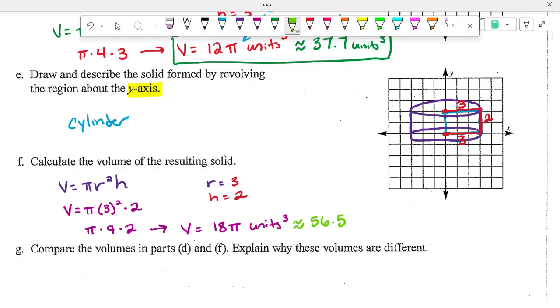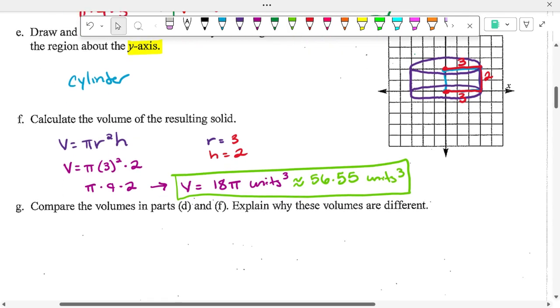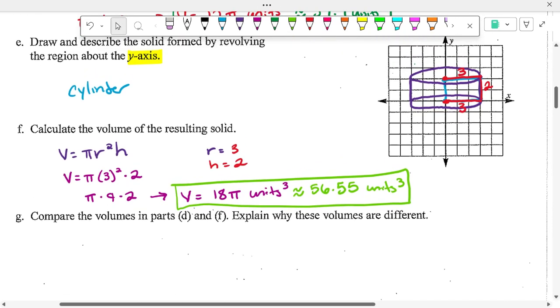Wow. 56.55 units cubed. Now, why do you think the volumes are different? We're essentially using the same numbers. We just switched which one was the radius and which one was the height for both of them. So between rotating around the x-axis and the y-axis, why are those two volumes different?